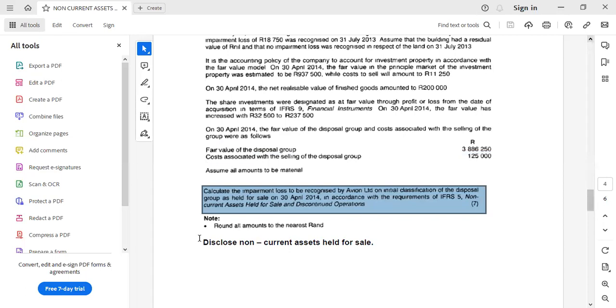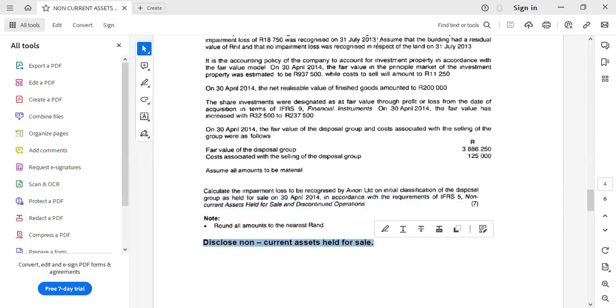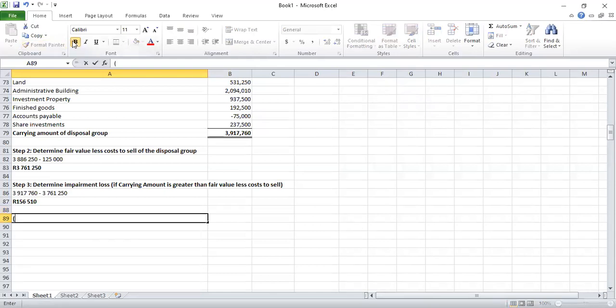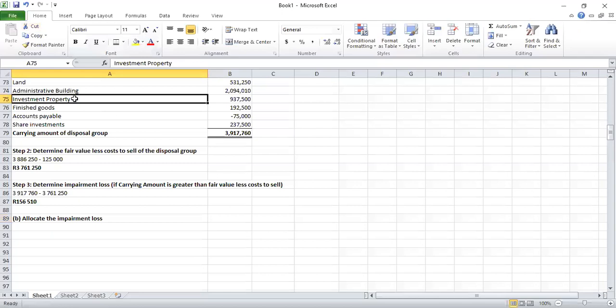Then the second part wants us to disclose. Now, before we disclose, first of all, we have to allocate the impairment loss to the assets in the disposal group. The impairment loss is not allocated to assets that were recorded at fair value prior to recognition as non-current assets held for sale. That means we don't allocate to investment property as long as they were using the fair value model. But if they were using the cost model, we're going to allocate. So all assets that were measured at fair value will not have any allocation of impairment loss.